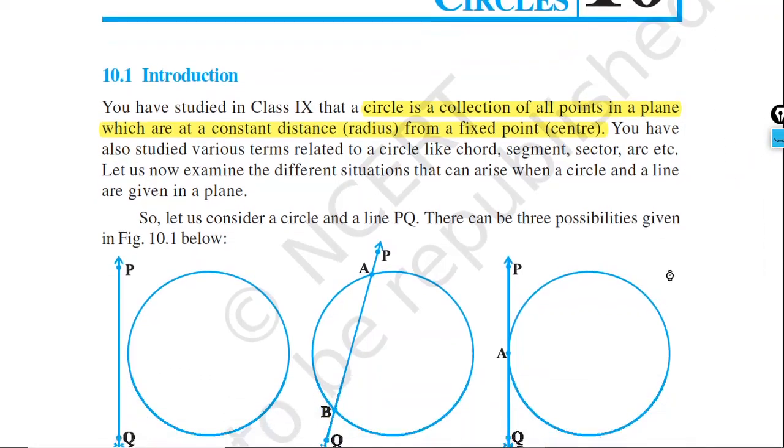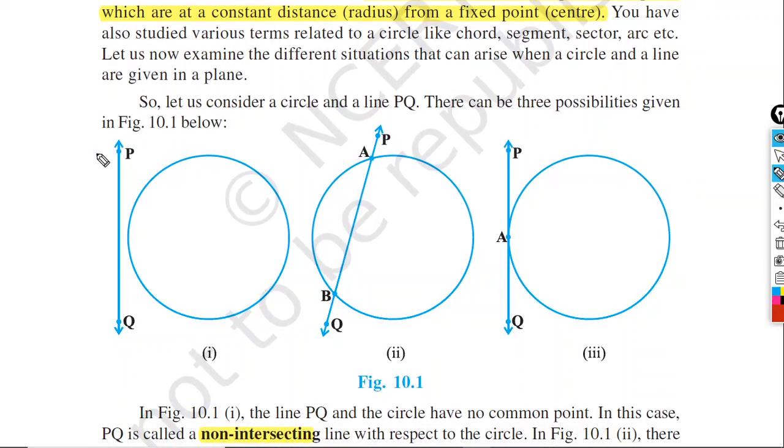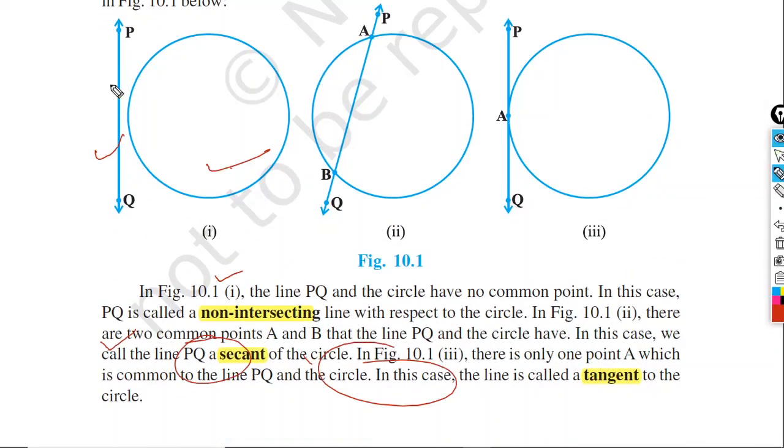Now we will see the relation between a line and a circle. Here you can see in this figure, in the first part there is a line and a circle. We can say this line in the first figure is non-intersecting. It is not intersecting, so we can say it is a non-intersecting line, the first one. Now come to the second part. Here you can see PQ line is intersecting this circle at two distinct points, A and B. Therefore we can say PQ is a secant.